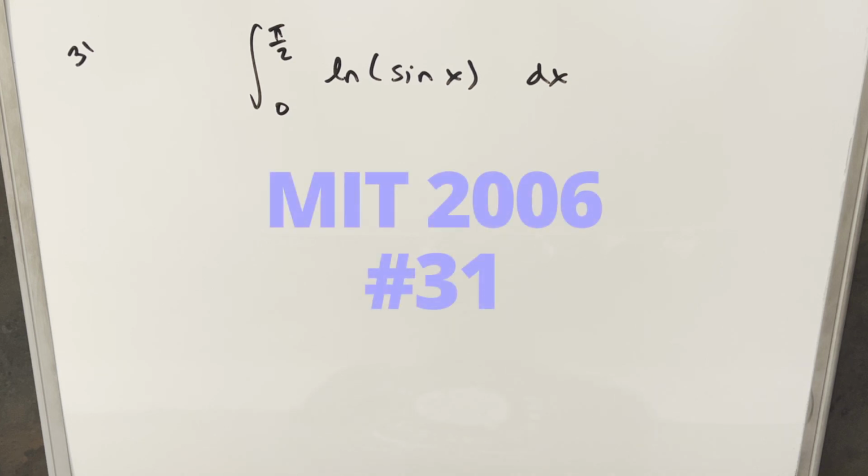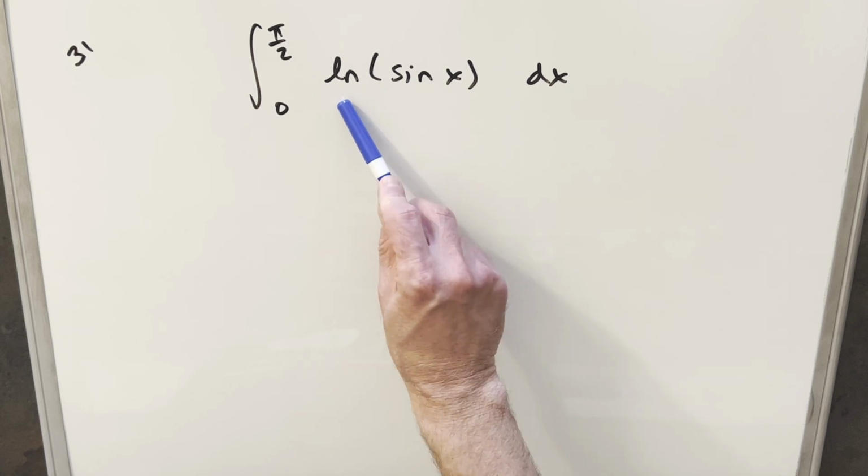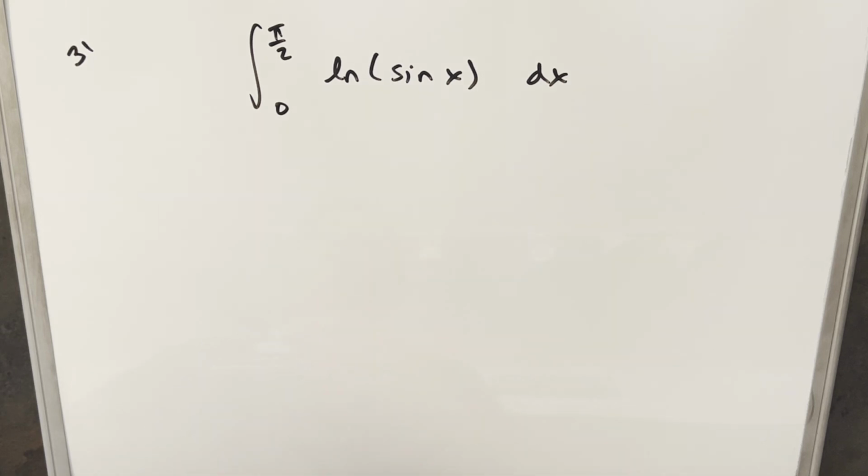Okay, let's take another integral from the MIT Integration Bee 2006. This was problem 31. We had the integral from 0 to pi over 2 of natural log sine x dx. I always like problems like this, because with the natural log and the trig function inside of it, it's kind of hard to deal with.